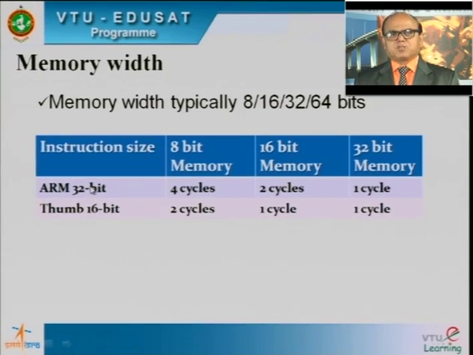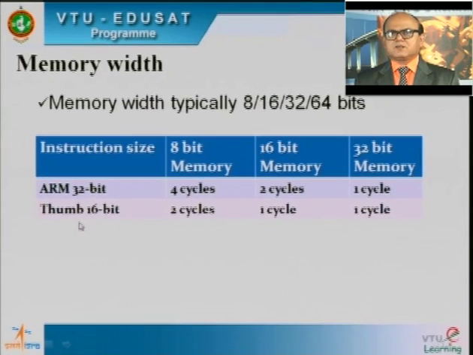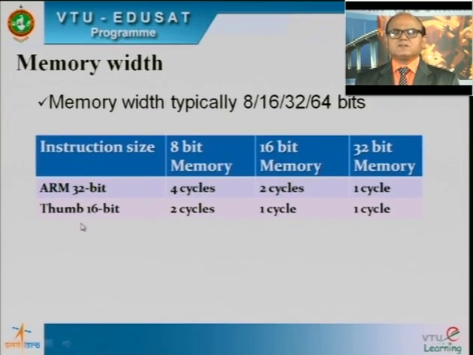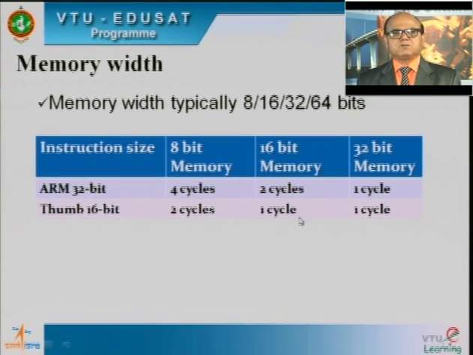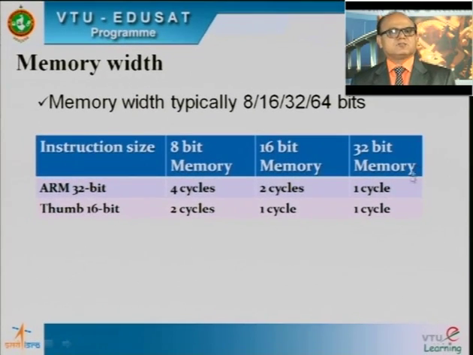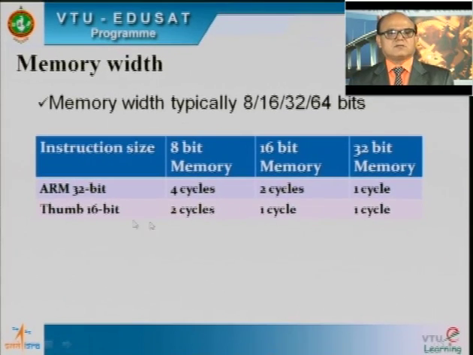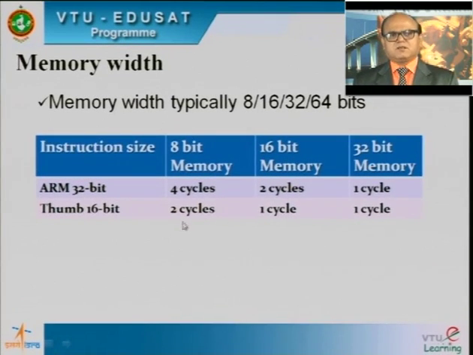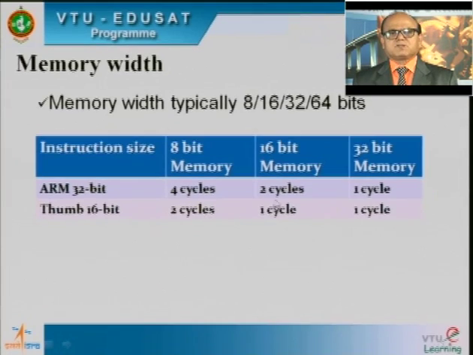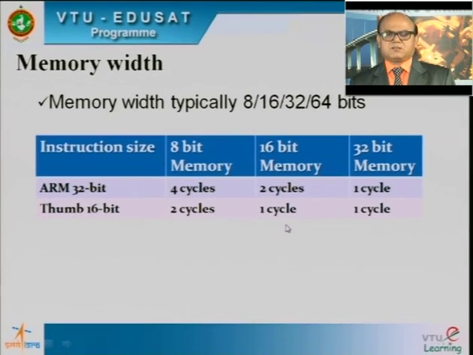In case of ARM processors, we also have instructions which are called thumb instructions, and these instructions are 16-bit wide. Using an 8-bit memory it takes 2 cycles, using 16-bit memory it takes 1 cycle, and using 32-bit memory it takes only 1 cycle. So quite obvious, for thumb instructions, preferably 16-bit memory would be better, because I can fetch each instruction in 1 cycle.